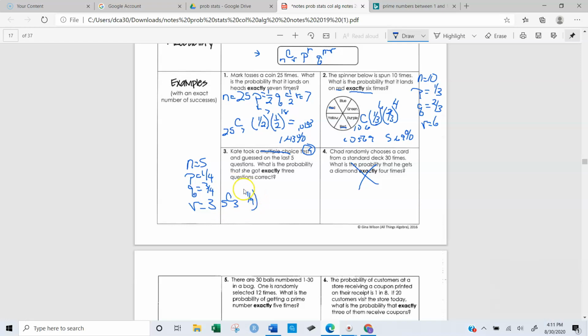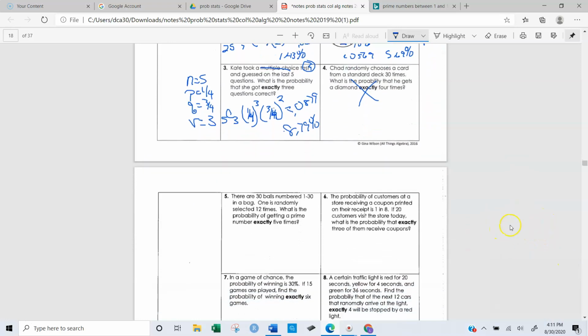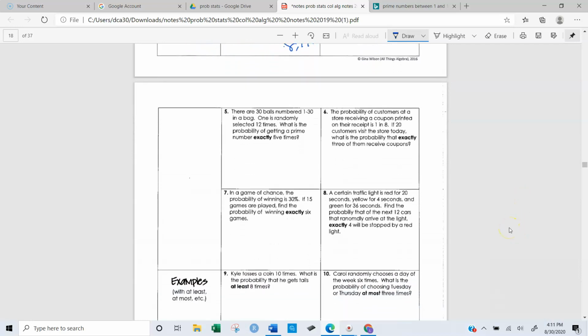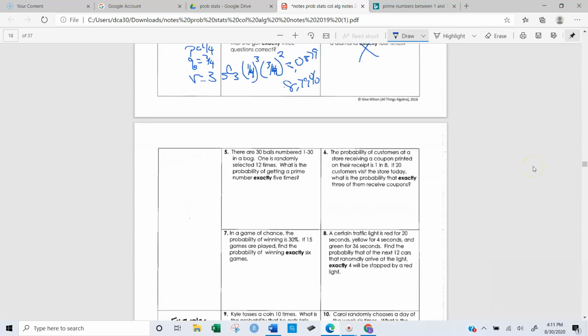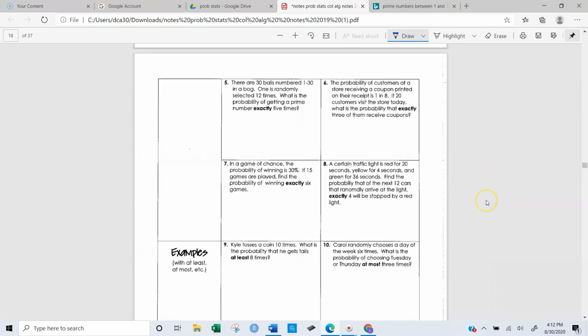Okay, my percentage of correct is 1/4 to the third. Not correct is 3/4, and there would be 2 of those that would not be correct. Type that in, you get 0.0879. So she's got an 8.79% chance of getting 3 out of the last 5 right. Okay, these are all exact again. So let's see, are any of these a little weird that we want to go through?